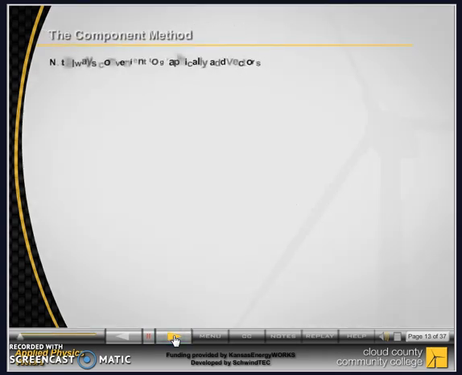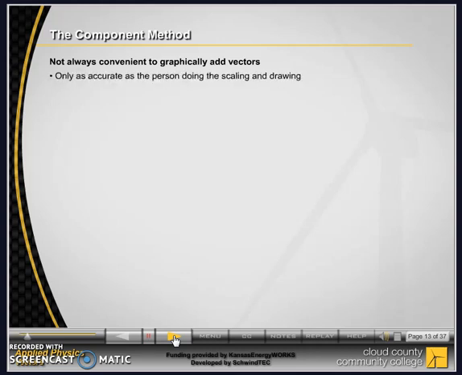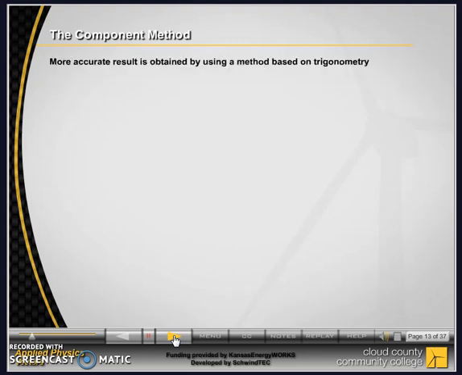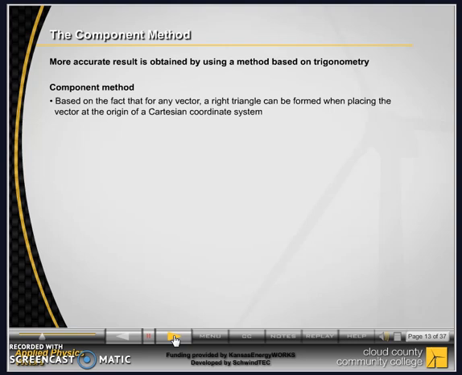It is not always convenient to graphically add vectors, and, as with any graphical method, it is only as accurate as the person doing the scaling and drawing. A more accurate result is obtained by using a method based on trigonometry. This method is called a component method and is based on the fact that for any vector, a right triangle can be formed when placing the vector at the origin of a Cartesian coordinate system.